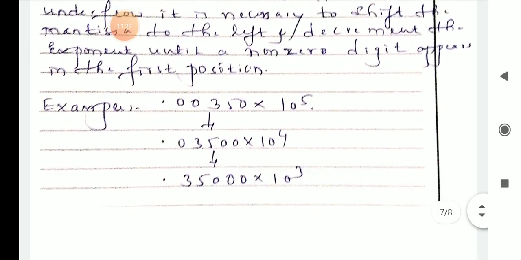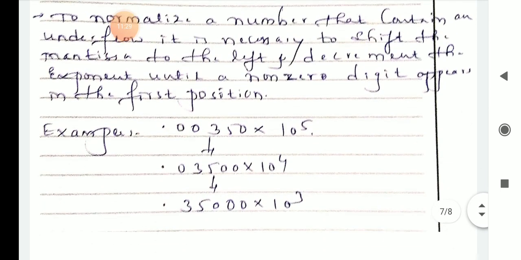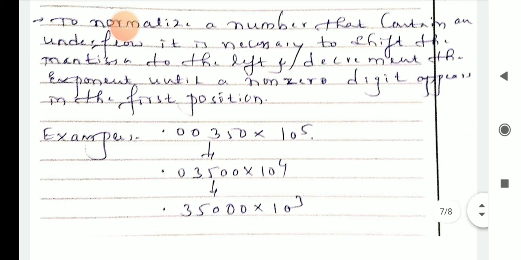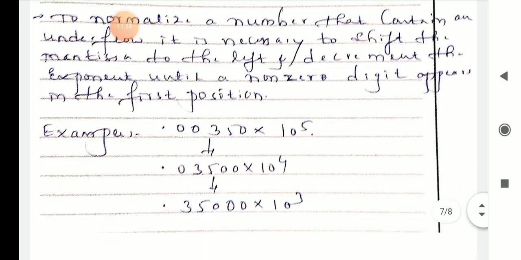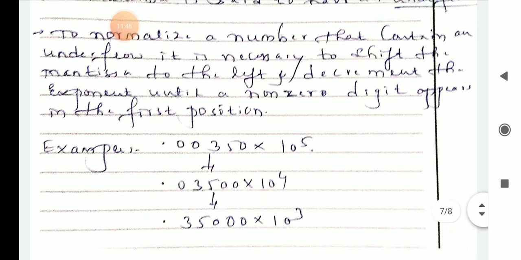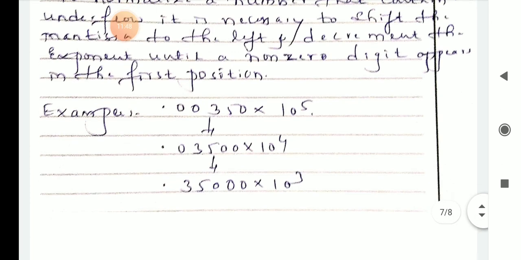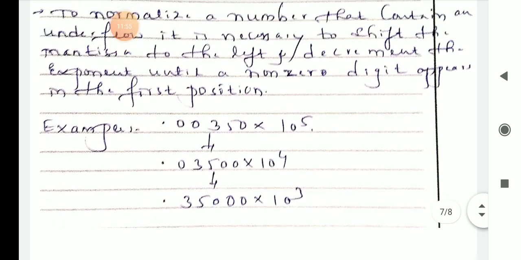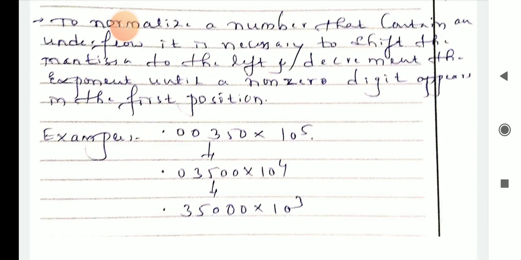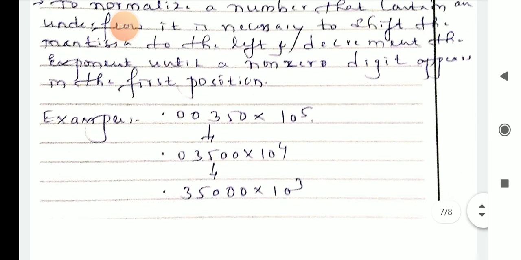So how are you going to perform this? Let us take one example: 0.00350 multiplied by 10 raised to 5. You have to shift, then you have to decrement. So shift by one position: 0.03500 multiplied by 10 raised to 4. Here you are decrementing the exponent, 10 raised to 5 becomes 10 raised to 4. Again one time you have to decrement: 0.35000 multiplied by 10 raised to 3. So now a non-zero digit appears in the first position.